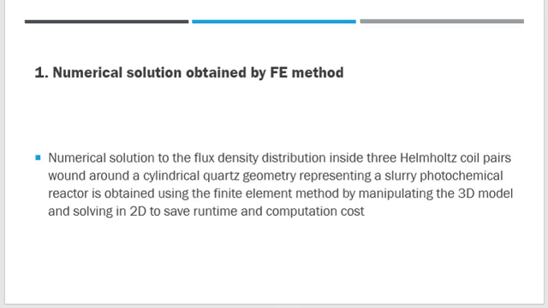So in conclusion, a numerical solution is obtained by the finite element method. Numerical solutions to the flux density distribution inside 3 Helmholtz coil pairs wound around a cylindrical quartz geometry representing a slurry photochemical reactor are obtained using the finite element method by manipulating the 3D model and solving in 2D in order to save runtime and computation costs.